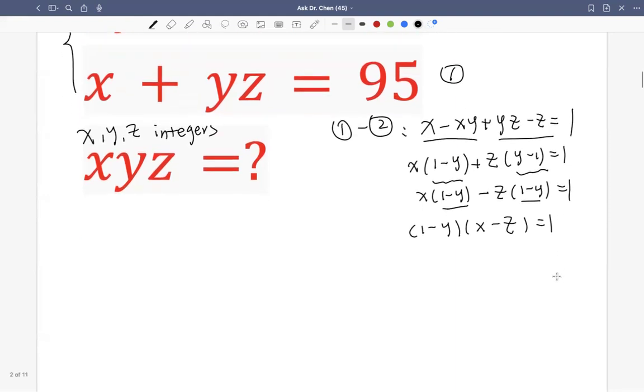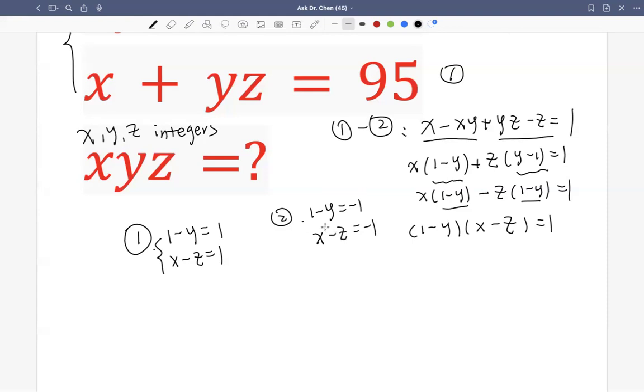Now because we're only looking for integer solutions, we're divided into two cases. First case, 1 minus y is positive 1, and x minus z equals positive 1, because 1 times 1 is 1. Second, both negative: 1 minus y is negative 1, and x minus z also negative 1. Two cases satisfy this equation for x, y, z integers.